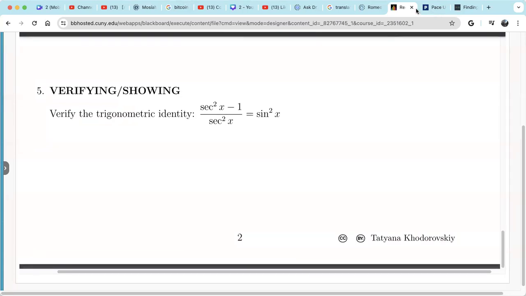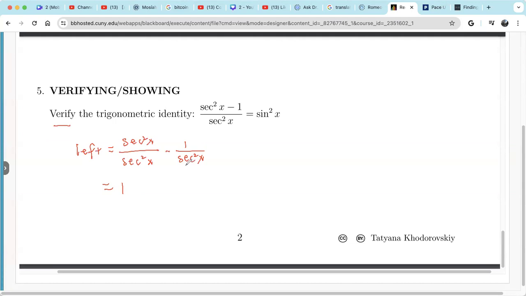So 5, we want to verify this trig identity. When we verify, we start from one side and end up at the other side. So this one, we will start at the left-hand side. The left-hand side equals secant squared x divided by secant squared x, minus 1 divided by secant squared x. Secant squared divided by itself, that's 1.